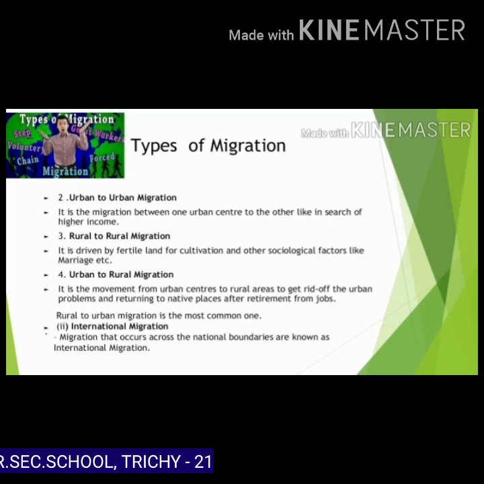Rural to urban migration is the most common one. International migration. Migration that occurs across national boundaries is known as international migration.